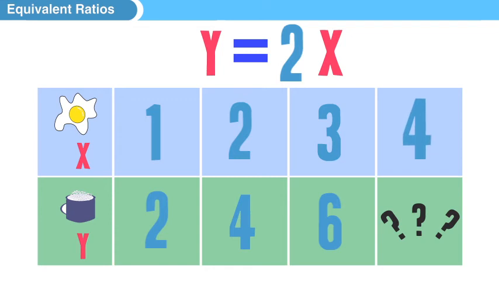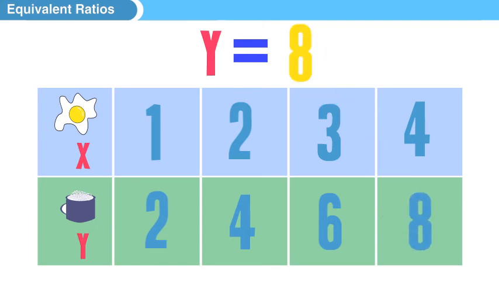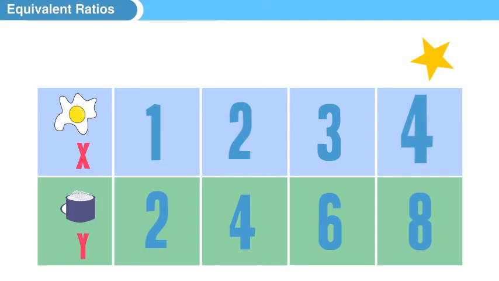If my mom uses 4 eggs, x is equal to 4, and if we do a little math, we'll find that y is equal to 8. The ratio is thus 4 to 8. In simplest form, 4 to 8 equals 1 to 2. It is thus equivalent. Alright. If my mom uses 4 eggs, she's going to need 8 cups of rice.